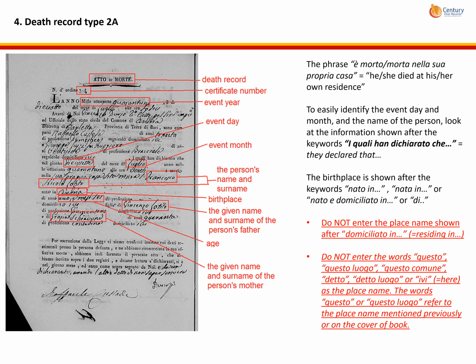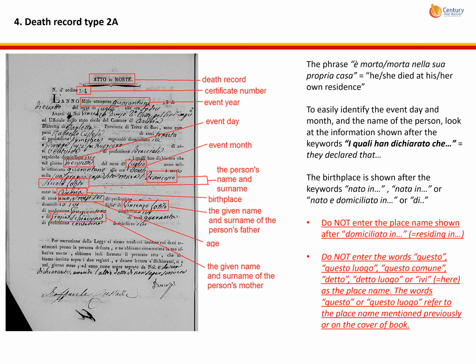In death records in general, first look for the phrase "they declared that". This phrase is usually followed by the day, month and year of death, the given name and surname of the person, the birthplace, and the names of the parents and the name of the spouse.